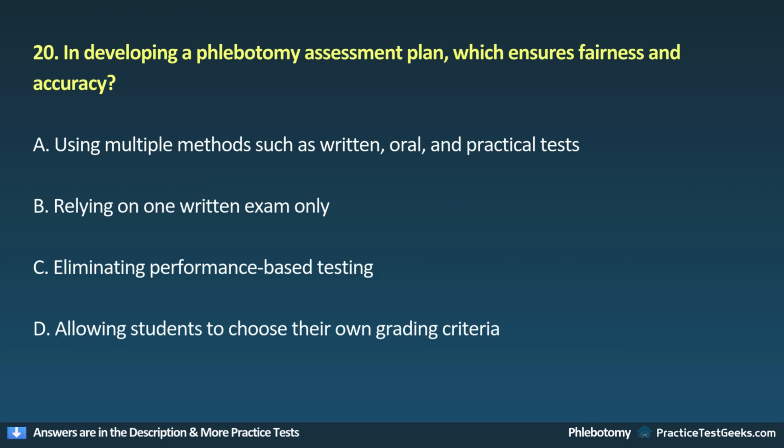20. In developing a phlebotomy assessment plan, which ensures fairness and accuracy? A. Using multiple methods such as written, oral, and practical tests. B. Relying on one written exam only. C. Eliminating performance-based testing. D. Allowing students to choose their own grading criteria.